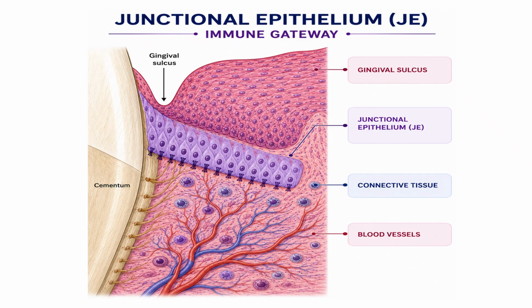So now let's understand the junctional epithelium as the immune gateway. Firstly, let's understand the gingival sulcus, which is the space between the tooth and gingiva, and it is the entrance to the subgingival microenvironment.